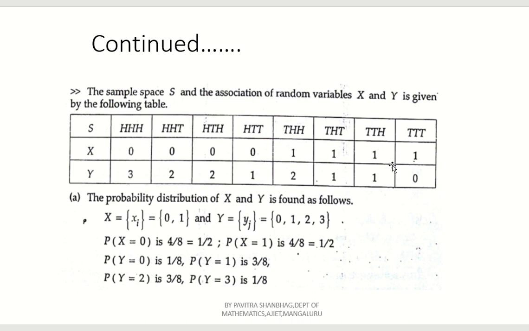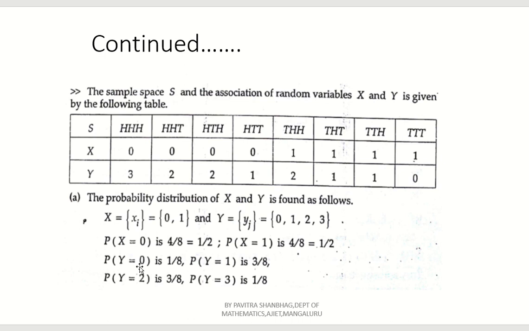Similarly, what is the probability of getting x is 1? 1, 2, 3, 4 out of 8 outcomes. So what is P of x equal to 1? That is 4 by 8, again that is 1 by 2. So these are the marginal distribution for what? P of x.